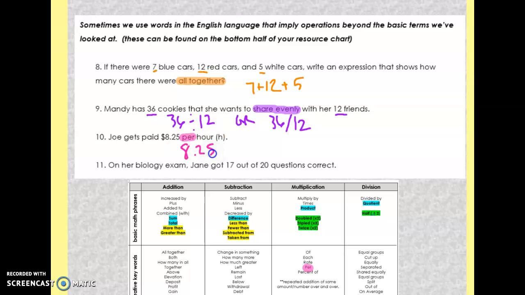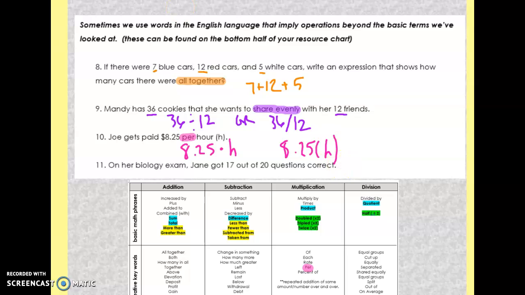So to write it down, we'd have 825 times h. Now again, we want to stay away from the x because it represents a variable. So we could put our times h with a dot, or in math, we know a parenthesis can also indicate the operation of multiplication. So again, either one is fine. Just make sure to stay away from that x to represent your multiplying.